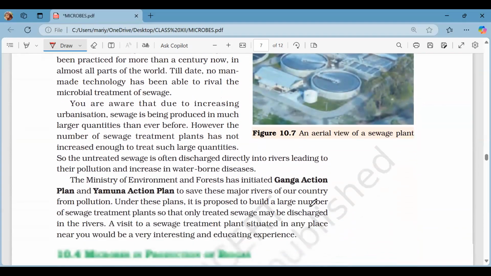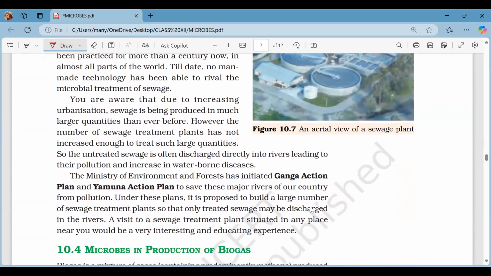For that purpose. Now, the untreated sewage is often discharged directly into the rivers, leading to their pollution and an increase in waterborne diseases. So that is why sewage treatment plants are very important. Now, the Ministry of Environment and Forest has initiated the Ganga Action Plan and the Yamuna Action Plan to save these major rivers of our country from pollution.